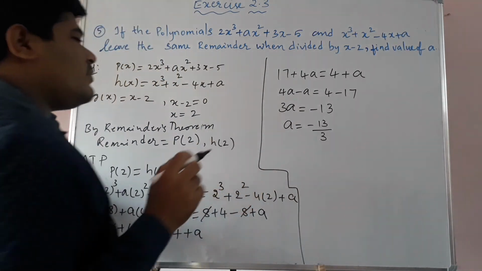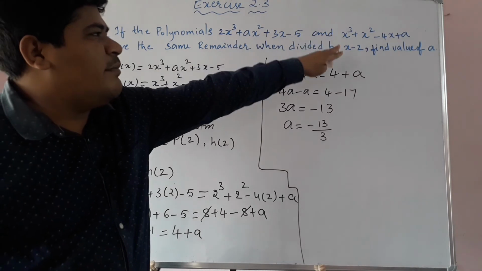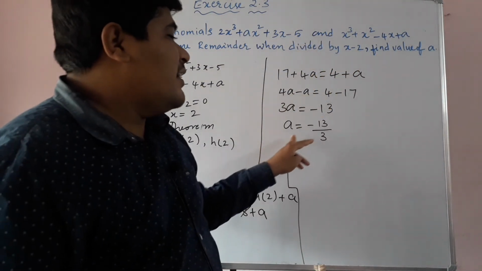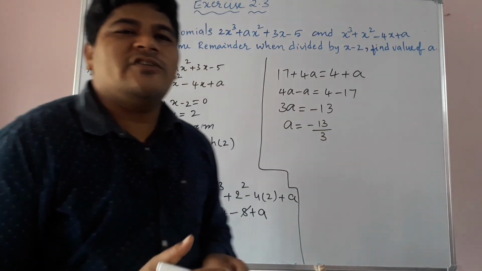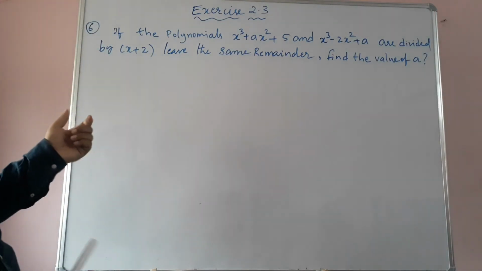So finally, when these two polynomials are leaving the same remainder when divided by x minus 2, then the value of a is negative 13 by 3. So this is the answer. So in this way we will solve this problem. Now children, see problem number 6.